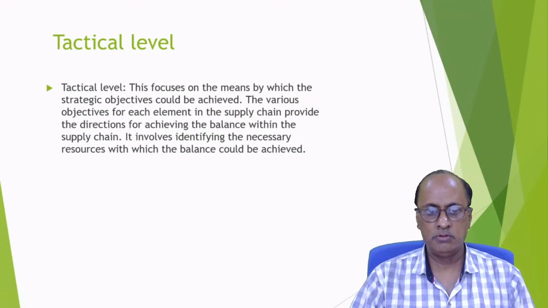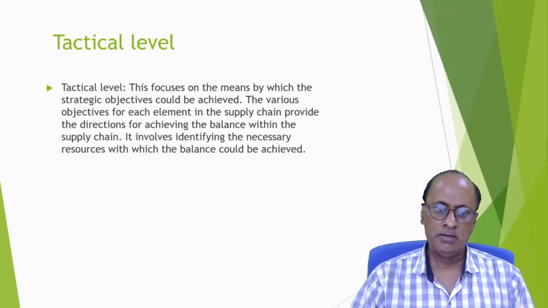Now, at the tactical level, we focus on the means by which the strategic objectives could be achieved. The various objectives of each element in the supply chain provide the directions for achieving the balance within the supply chain. It involves identifying the necessary resources with which the balance could be achieved.